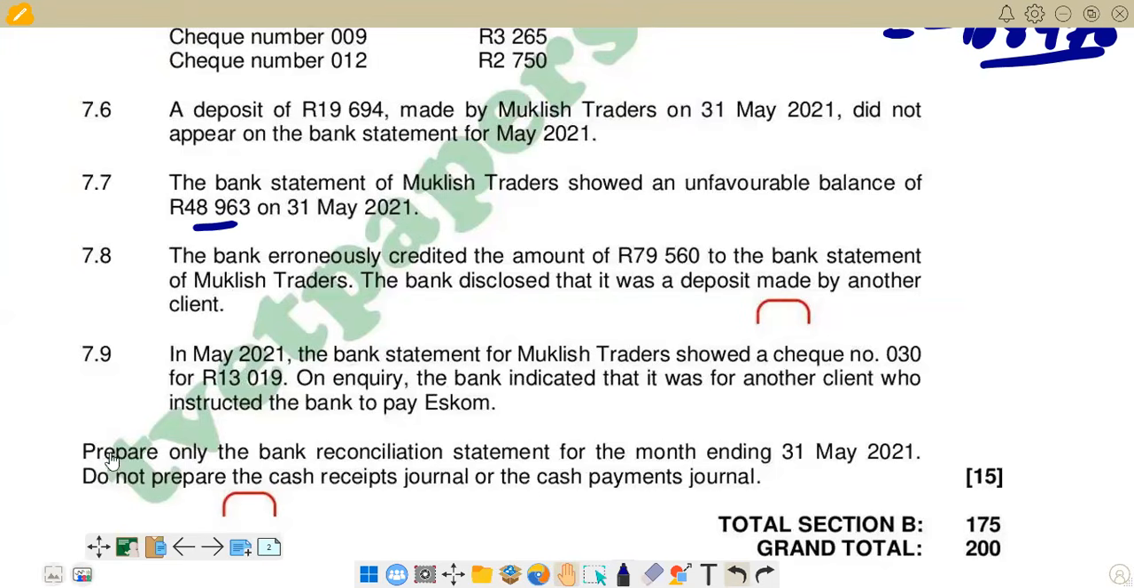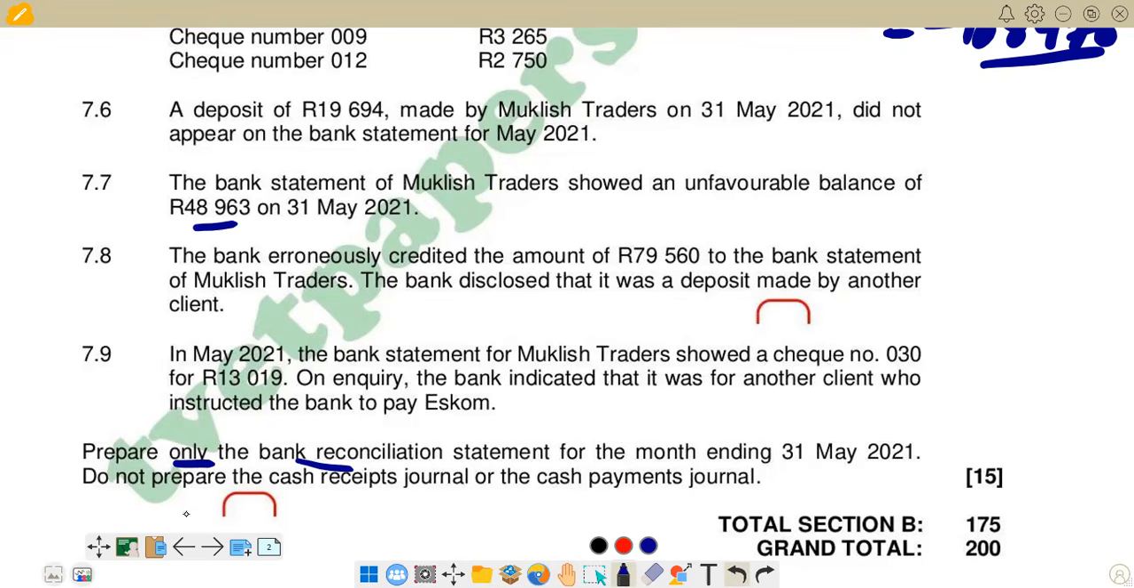So the question is saying prepare only the bank reconciliation. Very important here, prepare only the bank reconciliation statement for the month ending 31 May 2021. Do not prepare the cash receipts journal or the cash payment journal. So the question is clear. We only need the bank reconciliation. So we are going to start with this balance, 48,963, which is an unfavorable. When it's unfavorable, we know that it's on the debit side of the bank statement. But on the bank account, if it's unfavorable, it's opposite to be on the credit side.